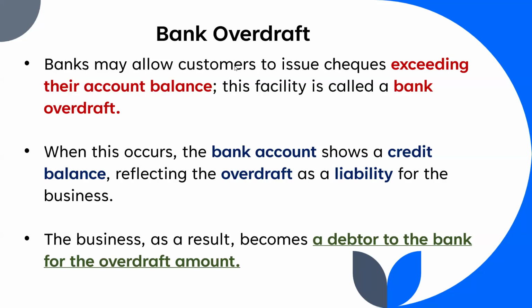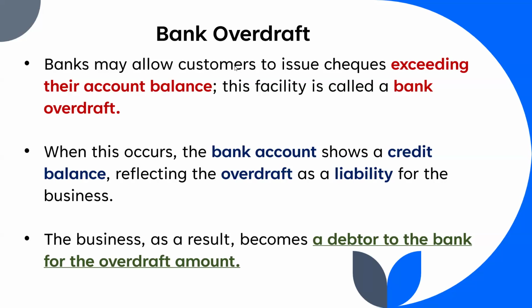So it says banks may allow customers to issue checks exceeding their bank balance. So for example, just like I told you, you have 15,000 in your bank account, but you are issuing a check for 20,000. So the bank pays 5,000 on behalf of you. So this 5,000 is something that exceeds your balance. Okay, so it is paid on behalf of you by the bank.